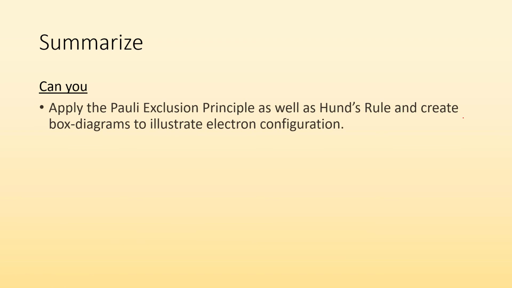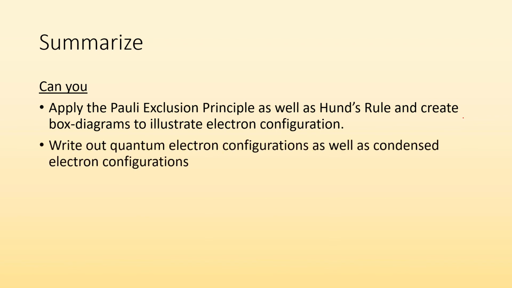So to summarize, can you apply the Pauli Exclusion Principle as well as Hund's Rule to create box diagrams or orbital diagrams to illustrate electron configurations? And can you also write out quantum electron configurations as well as condensed electron configurations? I hope so. Okay, bye.